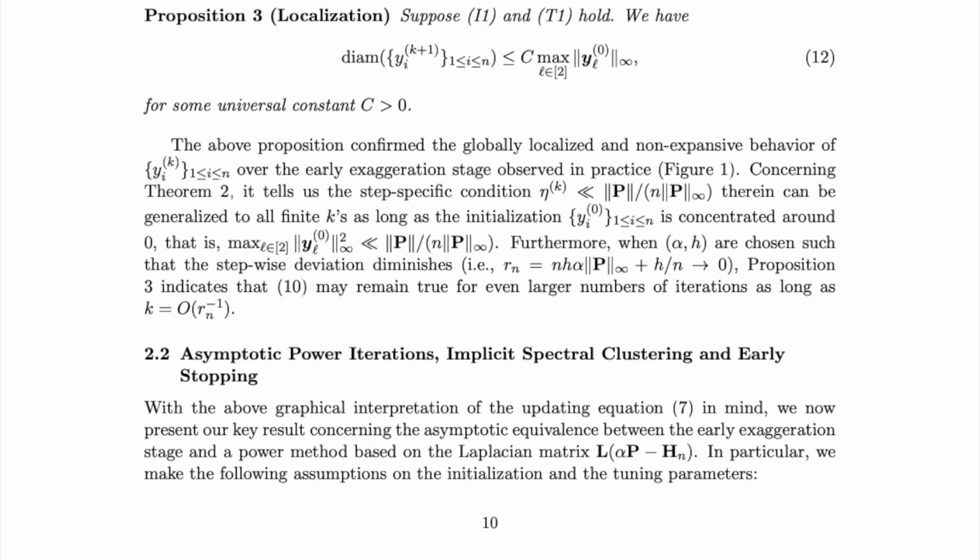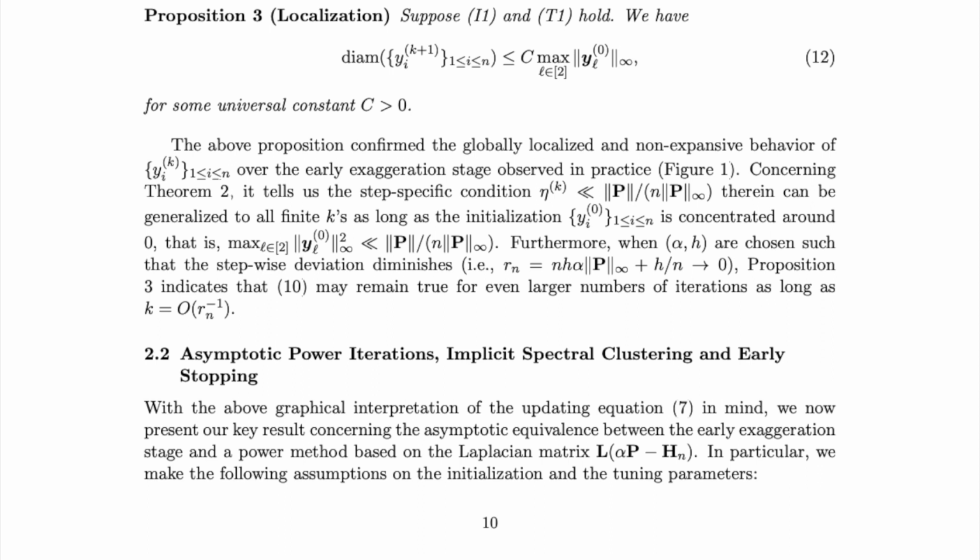Concerning theorem 2, it tells us the step-specific condition 10 can be generalized to all finite k's as long as the initialization y of 0, i, 1 less than or equal to i less than or equal to n is concentrated around 0, that is, max over i of the norm of y of 0 is small. Furthermore, when alpha and h are chosen such that the stepwise deviation diminishes, proposition 3 indicates that 10 may remain true for even larger numbers of iterations.